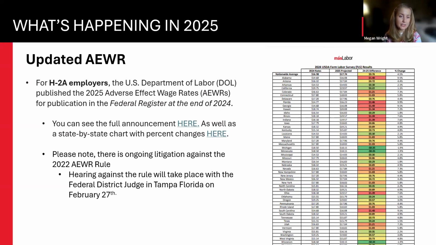The AWR comes from the USDA Farm Labor Survey, which is very much a flawed system. For example, some of the active litigation that's ongoing right now is cases against that 2022 AWR rule, to have either a freeze or at least to change the methodology. So I hope everybody crosses their fingers on February 27th, where we're hearing the oral arguments by the federal district judge in Tampa. Hoping for some positive news there. But the takeaway is that the AWR changes every year, and it is usually effective immediately as soon as it is published.